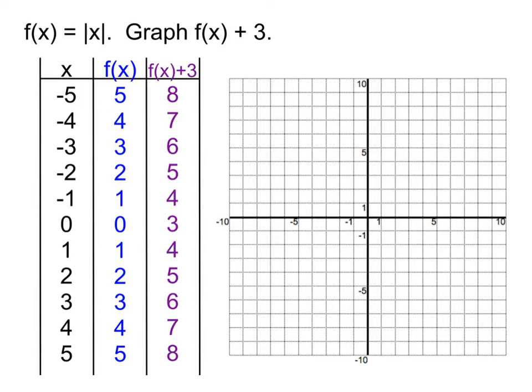So first up, for graphing f of x, I always need to be doing x versus y. And in this case, my y coordinate is f of x. And so I'd be plotting the point -5, 5. So we go -5 left, and we go 5 up, and there's that point.